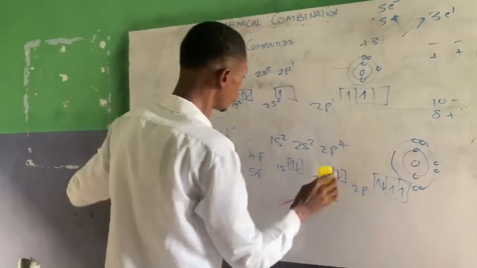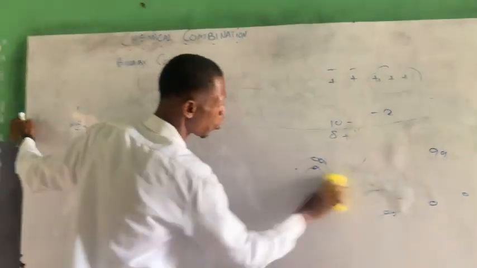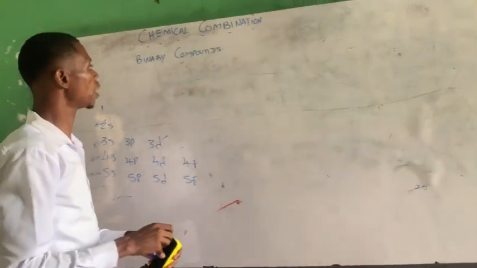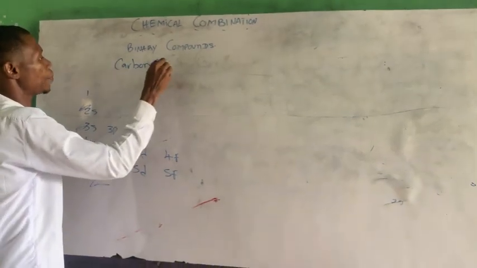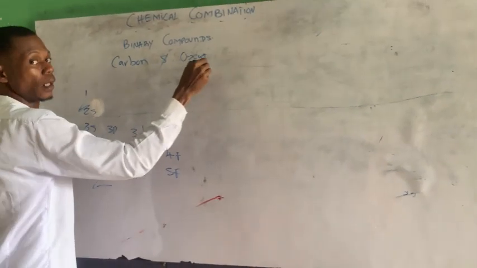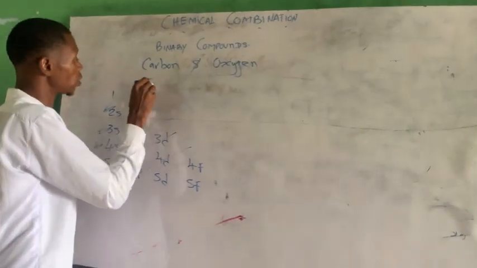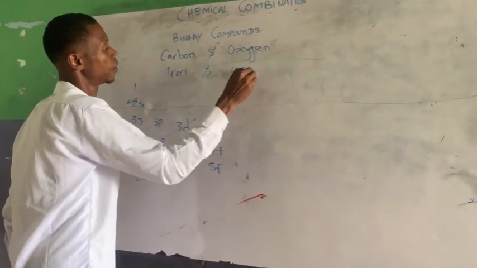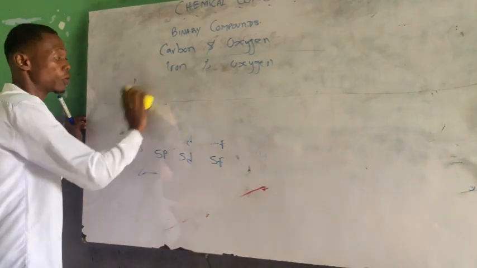Now let me pick two confusing elements and combine them together, so you will see how this works and clarify things. Let's take carbon and oxygen. Let's also take iron and oxygen. Let's see how these combine. We'll see the wonderful miracle now.